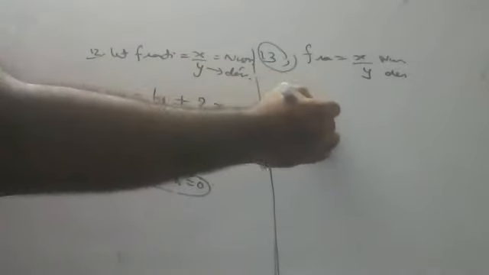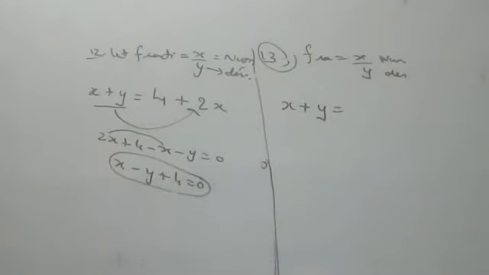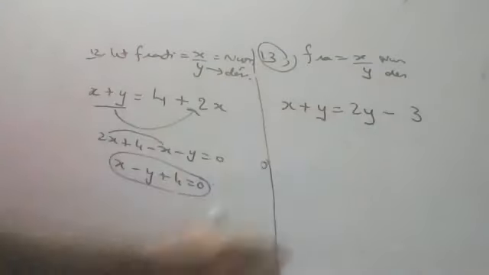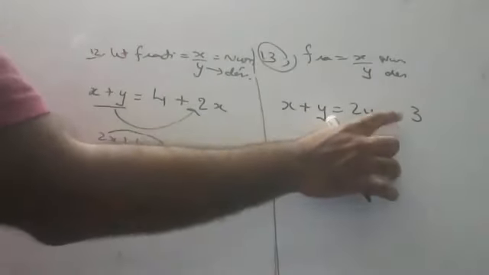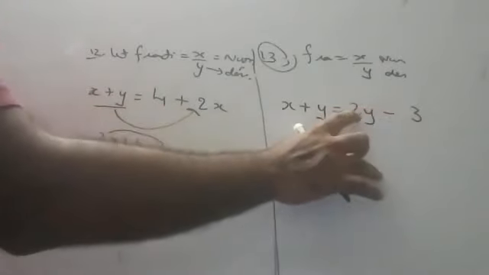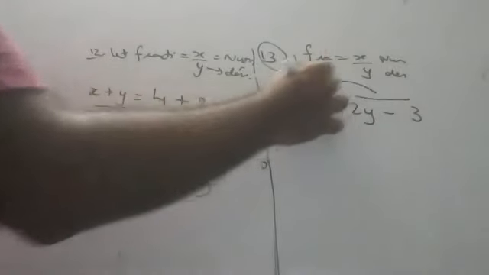Sum of numerator and denominator is, anyone? 3 less than twice the denominator. Anyone? 3 plus 2x. 3 less than 2y, twice, minus 3. 2y minus 3. Very good, Nana. Fantastic. 2y minus 3 means 3 less than twice the denominator. Very good. Bring all these things here, children.